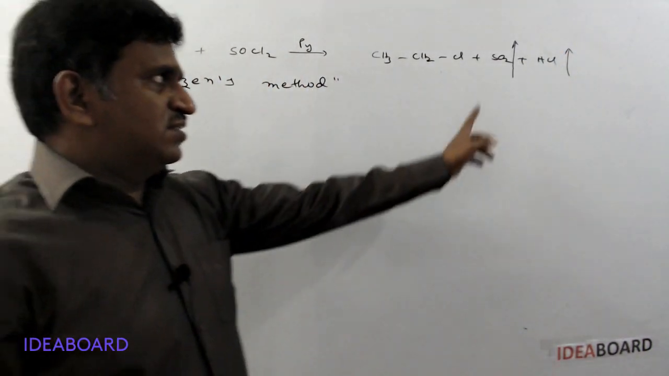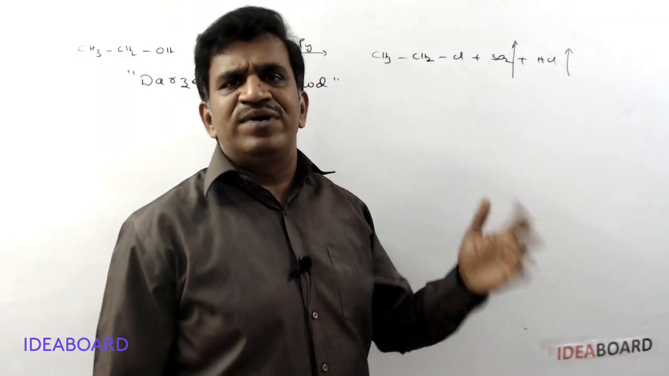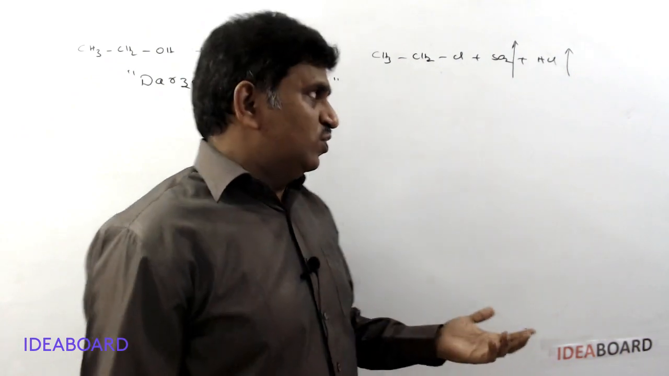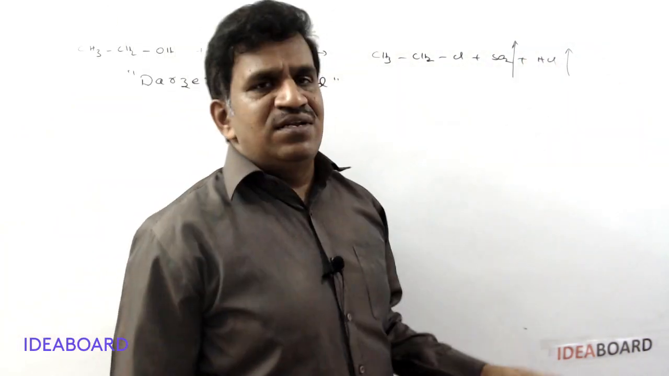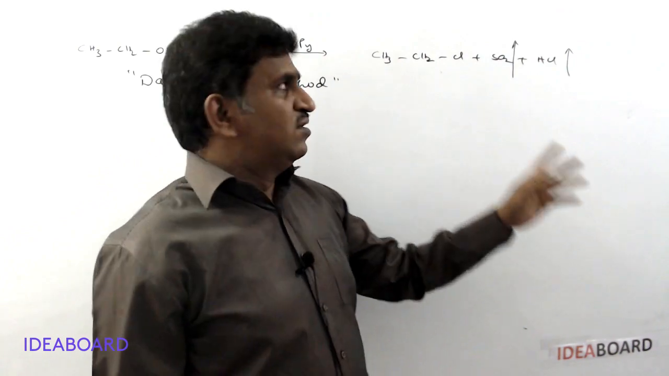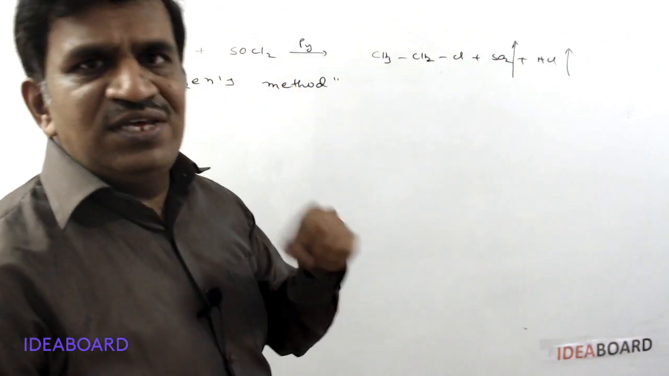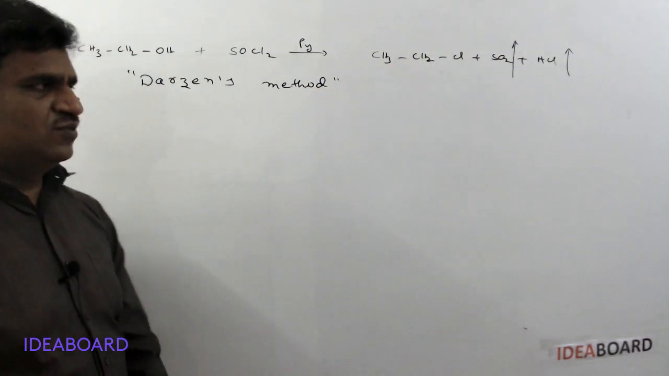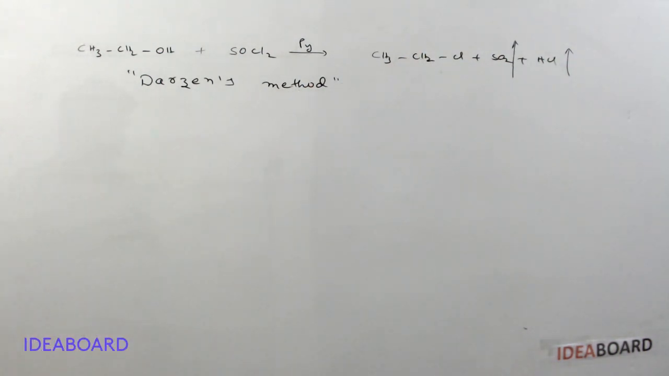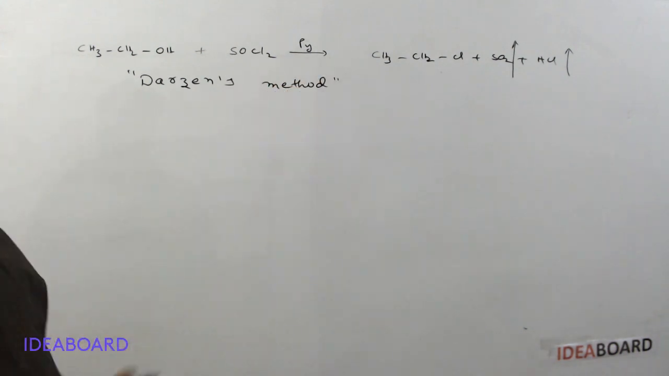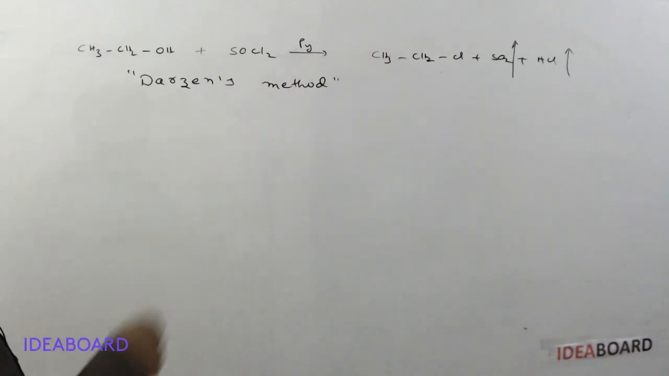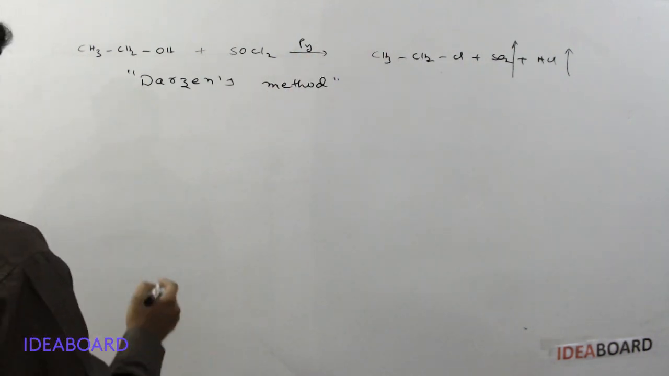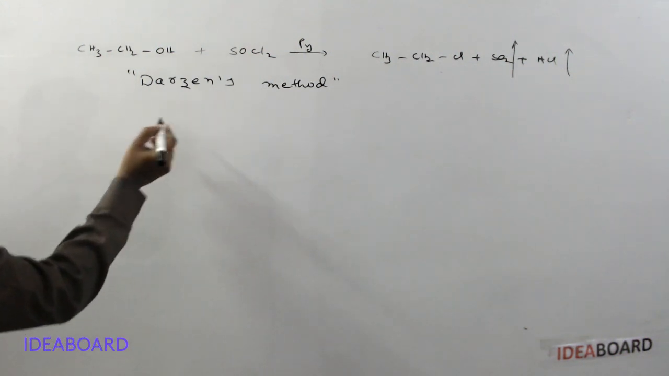The sulfur dioxide and HCl evaporate easily, so they escape out from the vessel. What is the remaining compound? Only the alkyl halide, ethyl chloride, is formed. So this is the best method. This is the way to get only one product, and the remaining SO2 and HCl escape easily. Okay, that is about the previous method.